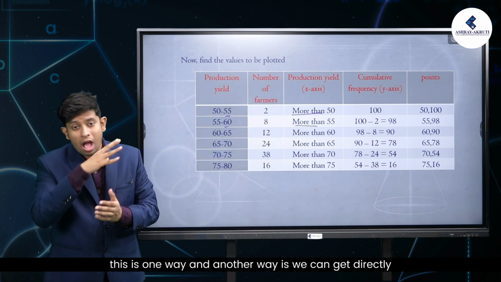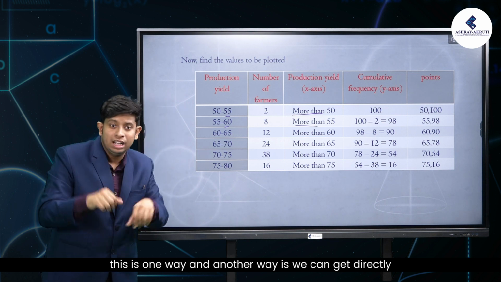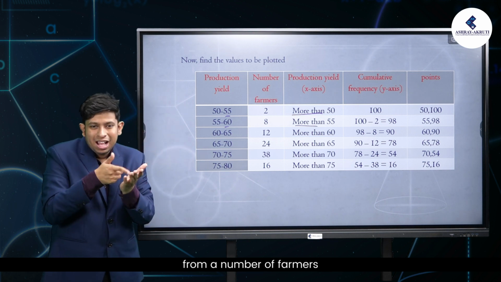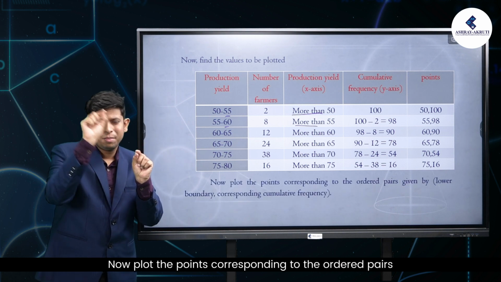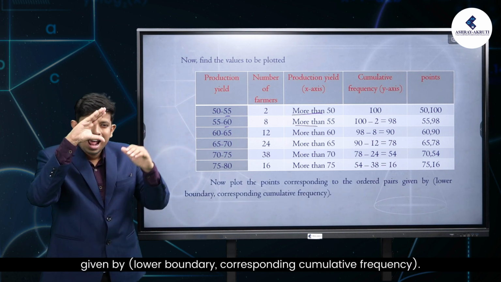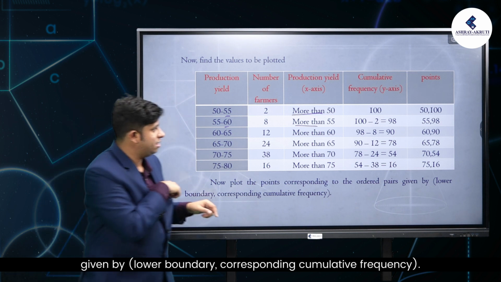This is one way, and another way is we can get directly from the number of farmers. Now plot the points corresponding to the ordered pairs given by lower boundary, comma, corresponding cumulative frequency.